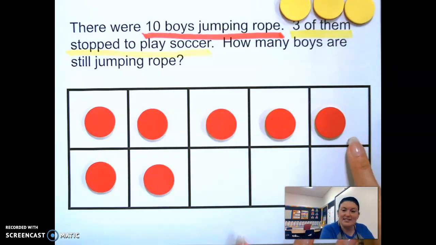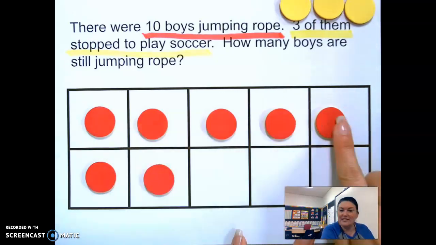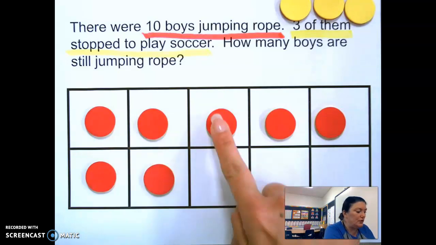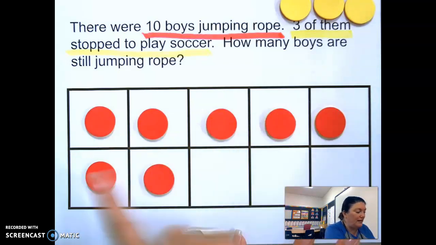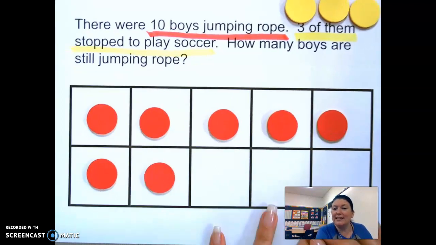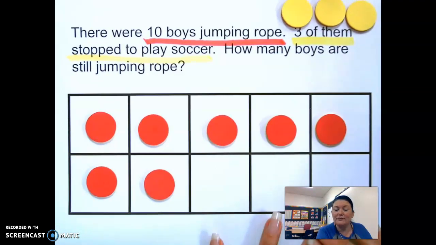We know that this is 7 because we already know this is 5. We counted on 6, 7. Or maybe we counted them one at a time. 1, 2, 3, 4, 5, 6, 7. Either way is correct. Miss Langford just likes to show you the more efficient way of doing that.